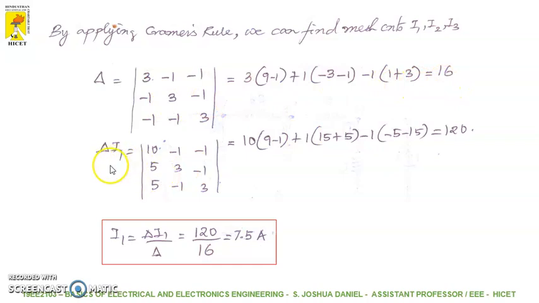Next, we need to find delta I1. How do we find delta I1? We replace the values of the first column with the voltages 10, 5, and 5.